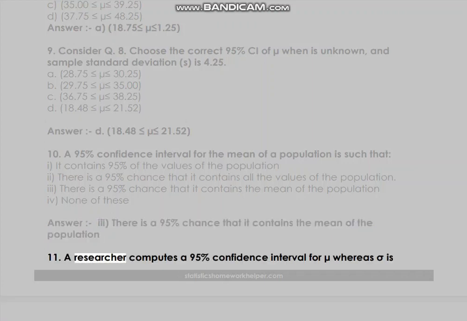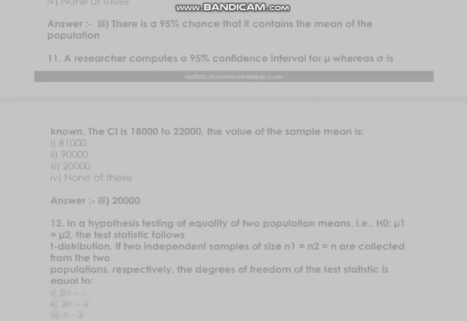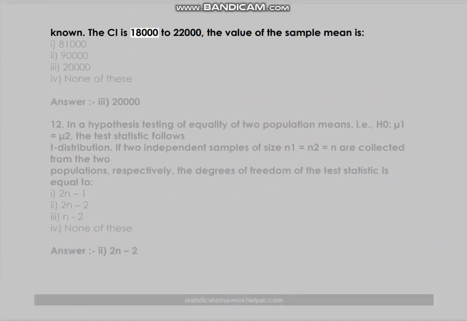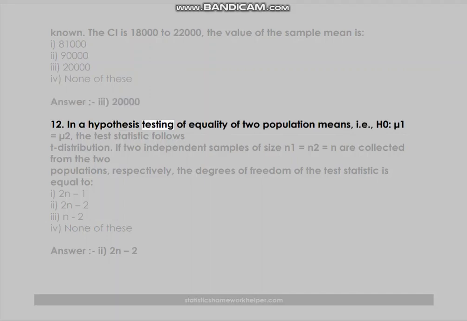11. A researcher computes a 95% confidence interval for μ whereas sigma is known. The CI is 18,000 to 22,000. The value of the sample mean is: 1. 18,000, 2. 19,000, 3. 20,000, 4. None of these. Answer: 3. 20,000.